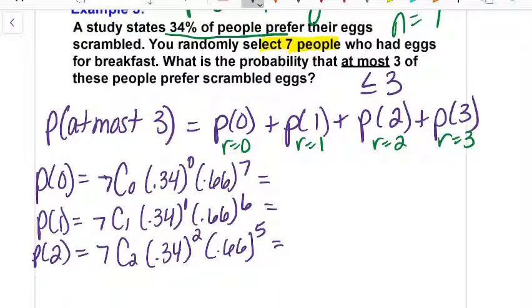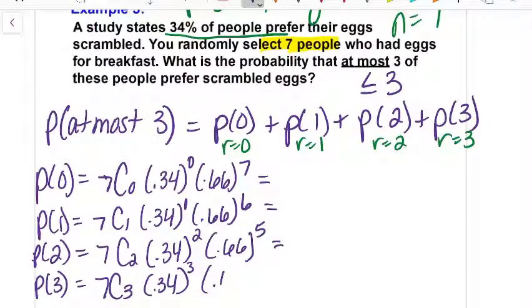Okay, the video kind of closed out on me, so hopefully I can put this back together. I needed P3 again, so 7 choose 3 will be 0.34 to the third, which means that if I have 3 successes, I have 4 failures. I took the time to calculate these values earlier.